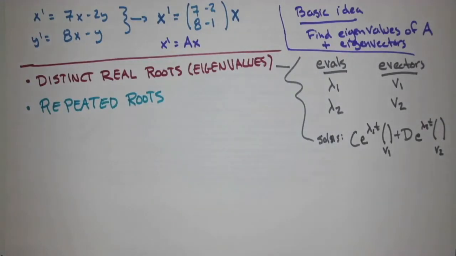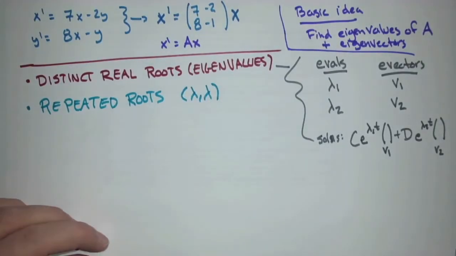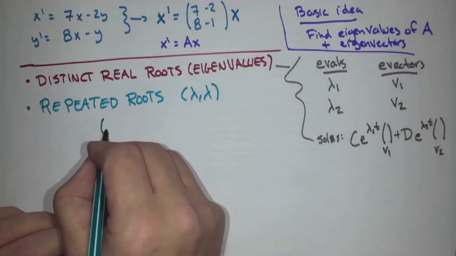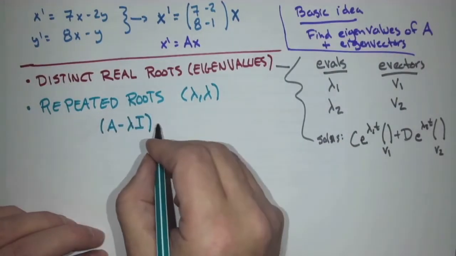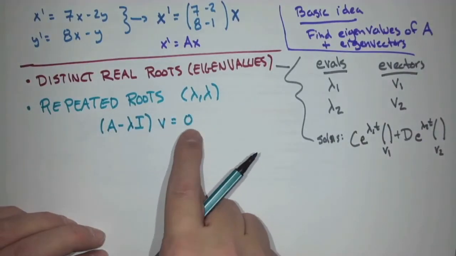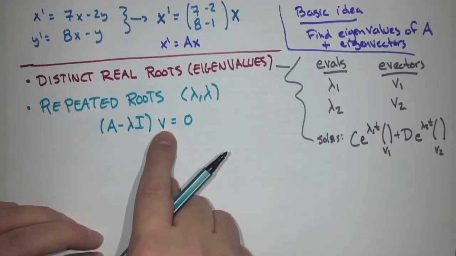When we talk about repeated roots, that says we have lambda twice. So lambda, lambda, those are our two eigenvalues. The process is, you find the following. You take A minus lambda I times v equals 0, 0 here being the 0 vector. What does v correspond to?